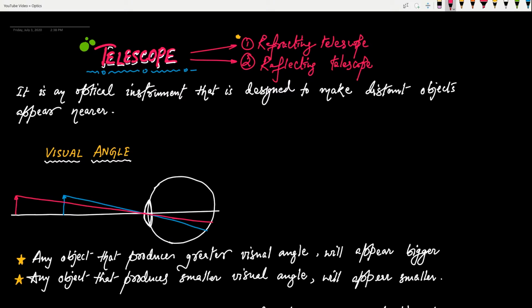As you can see on the screen, it's written that it is an optical instrument that is designed to make distant objects appear nearer. Okay, what does telescope do? Telescope brings the object that is far away closer to the eye. This is the work of a telescope. Now if you think that telescope only magnifies objects, then that is absolutely wrong. Now don't get confused and puzzled here, because telescope does two things. It not only magnifies the object but also resolves the object.